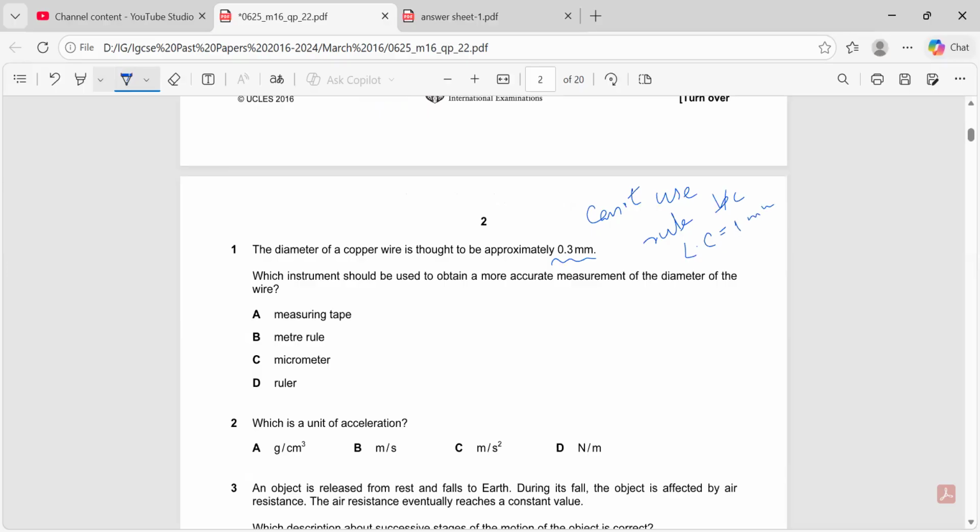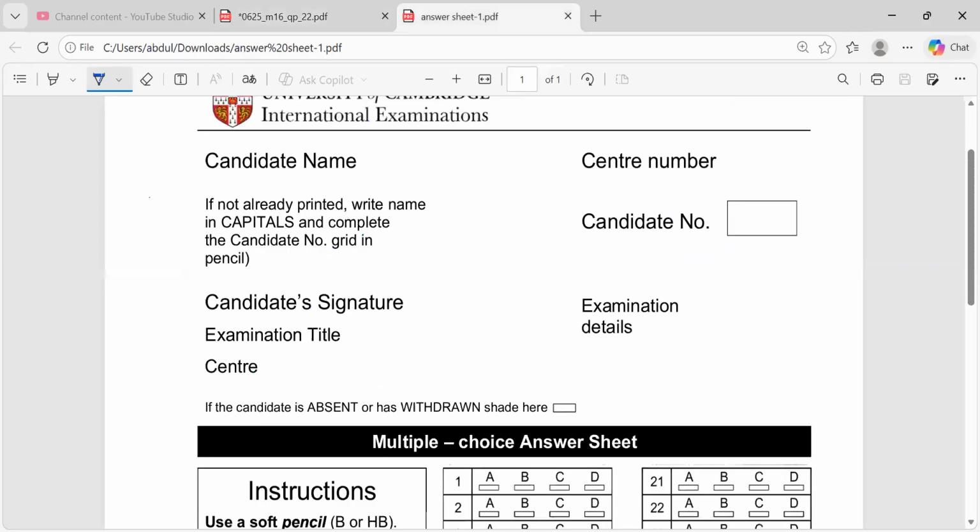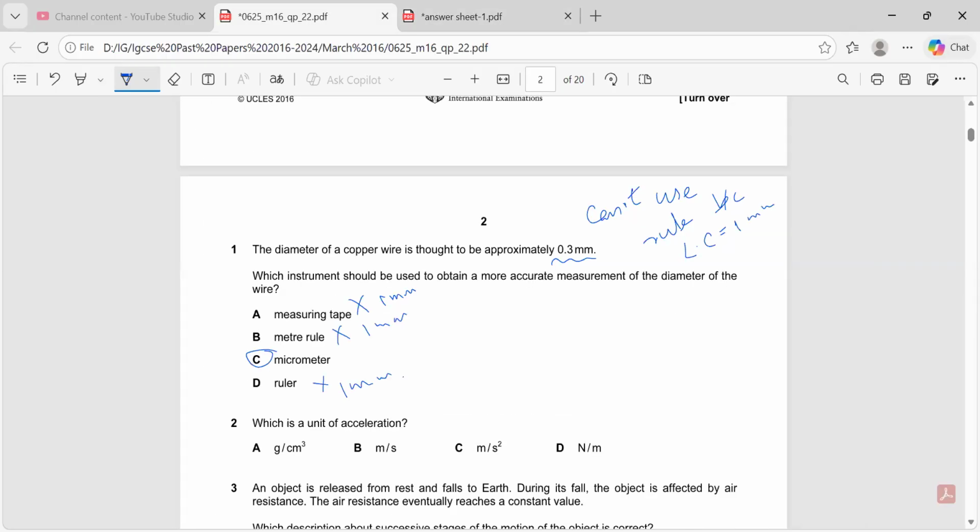By the way, this question, there are very rare chances now they can bring because it is linked with measurements and we don't have micrometer and vernier caliper as such in our syllabus. So measuring tape, meter rule, ruler, all of them are not correct because they can measure up to 1 millimeter. So correct answer is micrometer, which is C. So question number one, correct answer is C. Let's move to the next question, my dear friends.